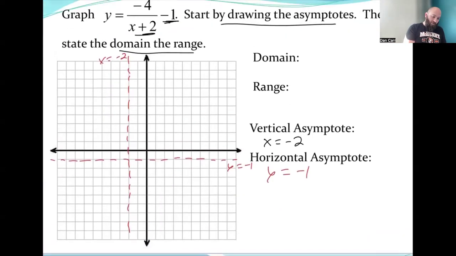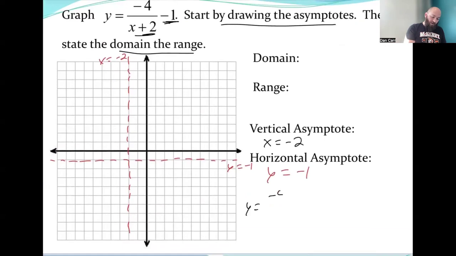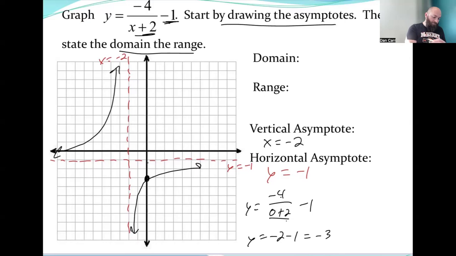So I've got right there. So y is equal to -4 over 0 plus 2 minus 1. This is a positive 2. So -4 divided by 2 is a -2 minus 1, which equals a -3. Crossing right there. That's enough to know that I'm just going to have my sketch kind of look like this. And then again, the other version is going to look like that.